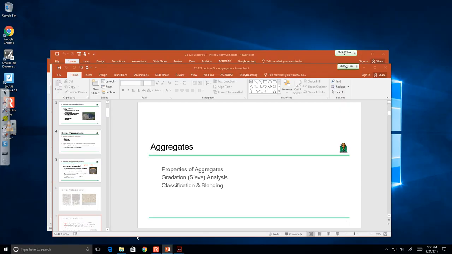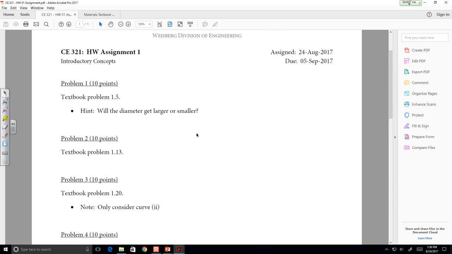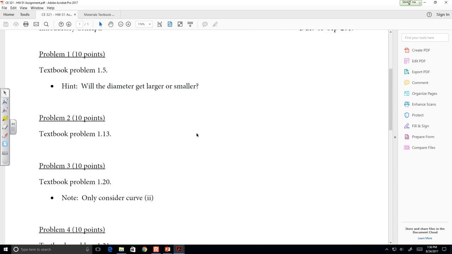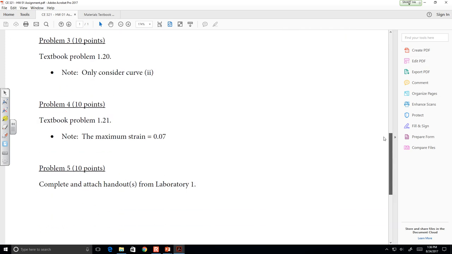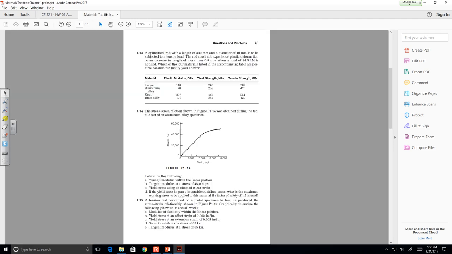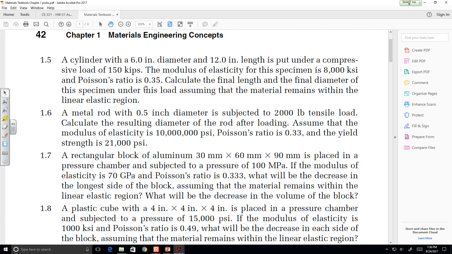Let me at least briefly bring up the homework so you all have an idea of what's going on. Okay, so this is the homework assignment that I've posted online. There's five problems, but even that's a little deceptive because the fifth problem is just complete your handouts from this lab today. There's not going to really be much completion to it. Once we fill it out, you'll see it's going to be done. So I've got four problems. Let me briefly show you what's going on with these problems. For instance, here's the first problem. You can see I've got a cylinder with a given diameter and a given length that's put under a compressive load. I've given you the Young's modulus and the Poisson's ratio.